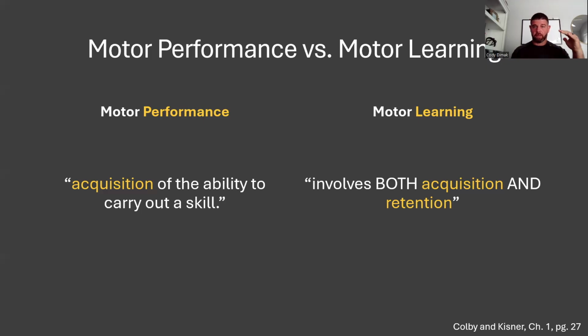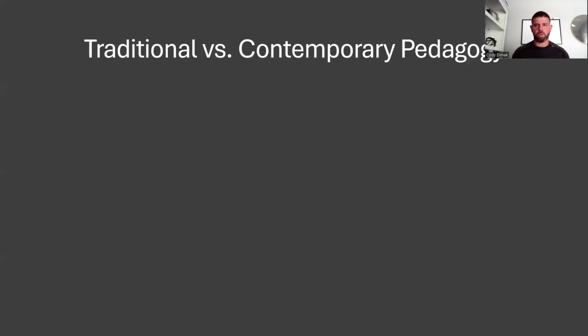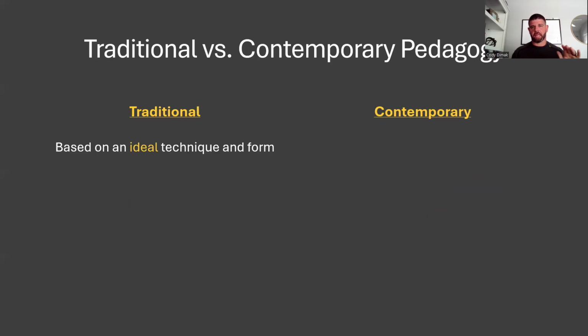Persistent practice creates learning, okay? So when we look here, pedagogy just means learning essentially, right? We look at the traditional approach versus a contemporary approach to learning a skill. Your traditional approach is based on an ideal technique or form that we're trying to get our athletes to do and achieve. Our contemporary approach, what I'm going to try to get you to shift toward and away from traditional, is going to challenge that. So traditional, again, is based on an ideal technique or form: I want my athlete to have this particular elbow position when they're doing X task.